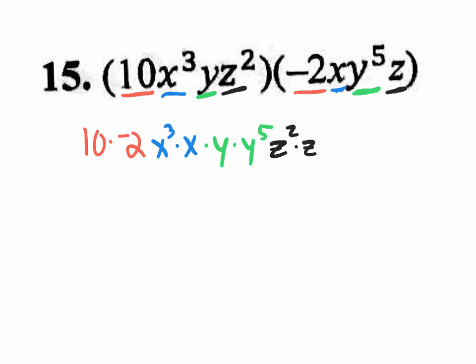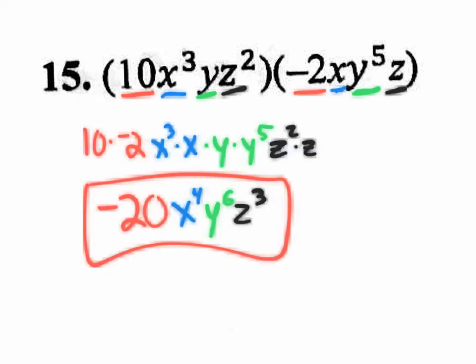Okay, so we know our answer. 10 times negative 2 is negative 20. X to the third times x is x to the what? Fourth. How about y to the 1 times y to the fifth? Y to the sixth. And last but not least, z to the third. There we go. That is our final answer. Front side's pretty easy. Let's check out the back side.